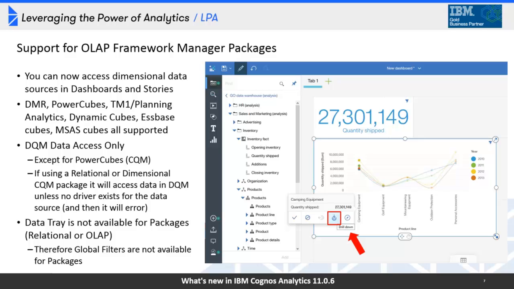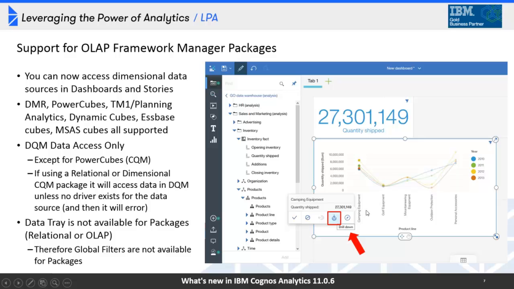And I'm often asked, hey, Rich, if I use a dimensional package, can I actually drill down on visualizations in my dashboard? And the answer is yes. So in my example here, I built a line chart. I grabbed the product line level from my products dimension. I grabbed the year level from my time dimension, and I dropped in quantity shipped, I believe. Yep. And the tool automatically gave me a line chart.